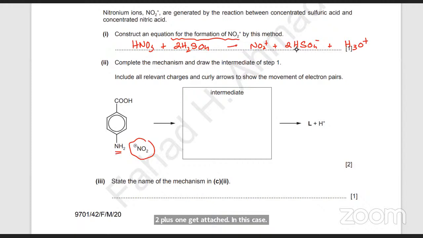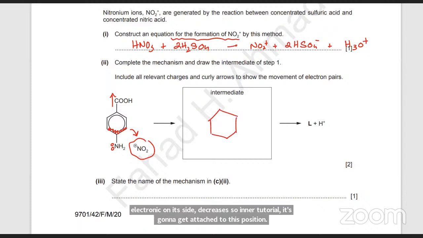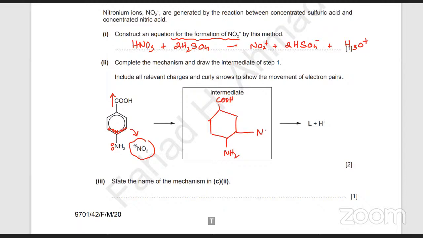But where will it get attached? So 3 and 5. No, but from whose perspective, 3 and 5? NH2 is a 2,4,6 group, and 3,5 is not. NH2 is an electron donating group, so electron density over here becomes higher. Carboxylic acid is an electron withdrawing group, so electron density on its side decreases. So the NO2 is going to get attached to this position, okay? So for the intermediate, you draw it: NH2 is at the bottom, top is carboxylic acid, and the NO2 will get attached. There's already going to be an H on this. Look from the electron donating group's perspective.